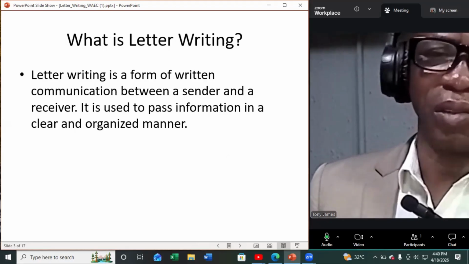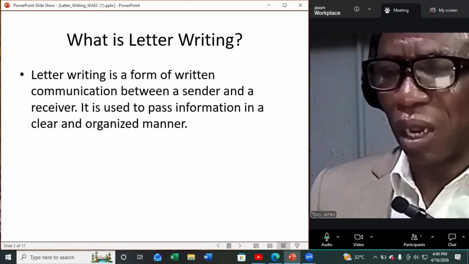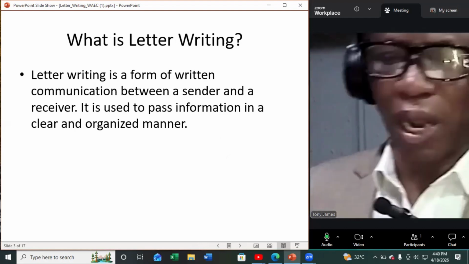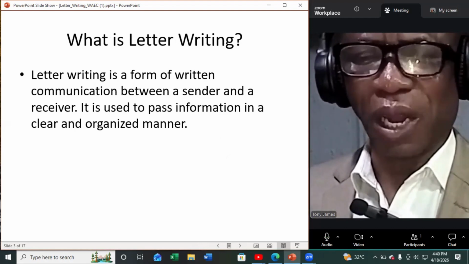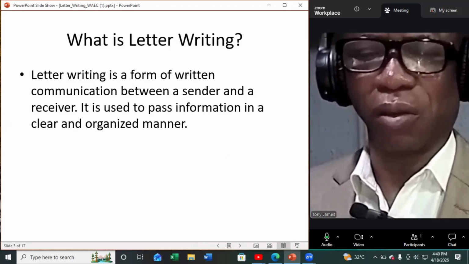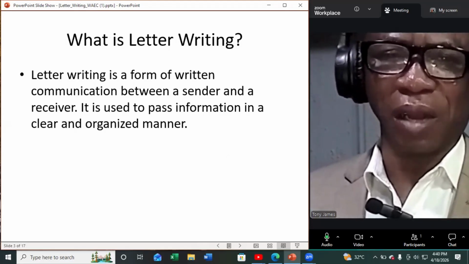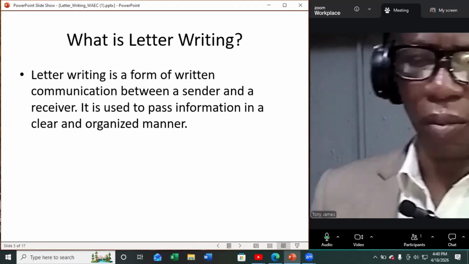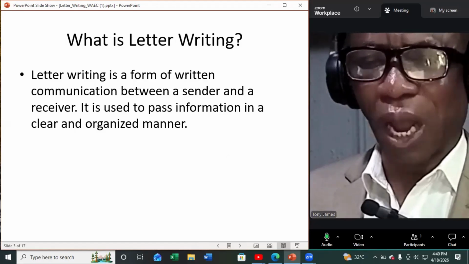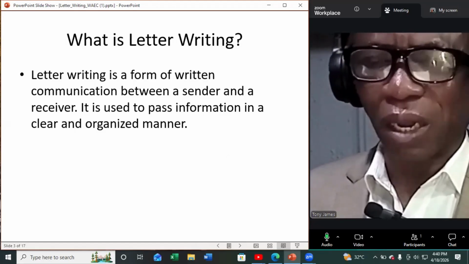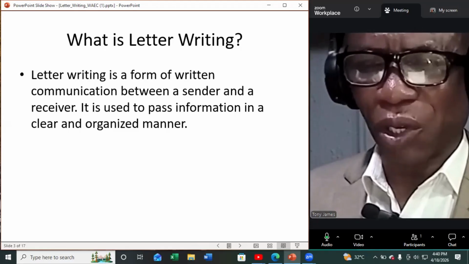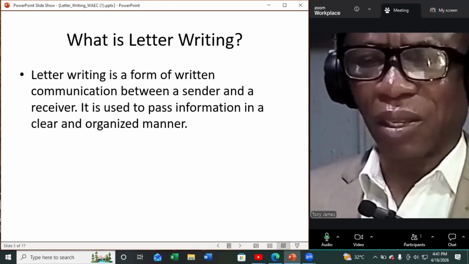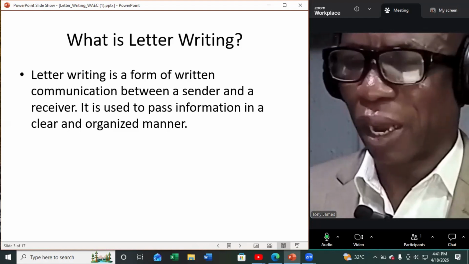First, we want to look at what is letter writing. Letter writing is a form of written communication between a sender and a receiver. In this case, the student is the sender, the examiner is the receiver. And the student needs to know that it is a coded information. What do I mean by coded information? There are rules guiding the writing of letter at the WAEC exam.